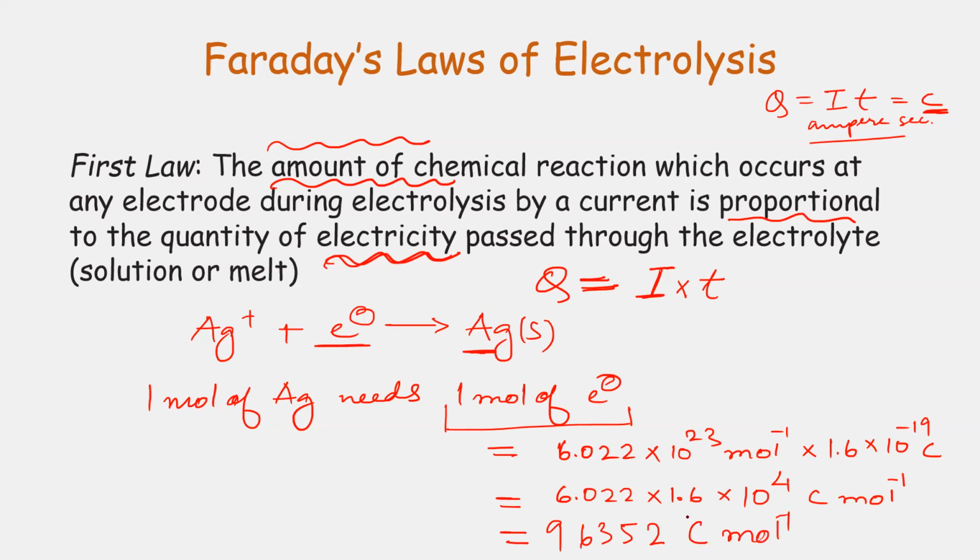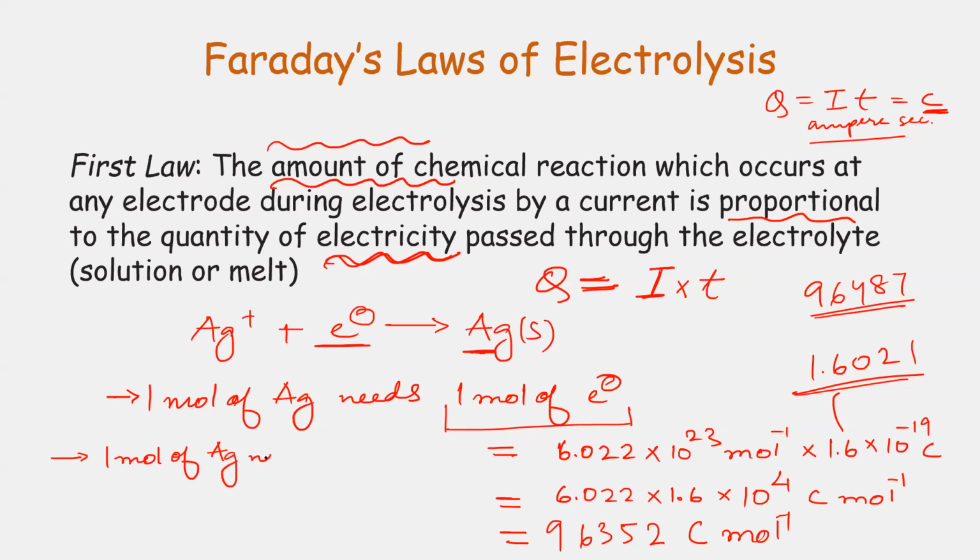This is 1 Faraday. If you would have taken the exact charge, 1.6021, we would have got the answer 96487 coulomb per mole. This is 1 Faraday of charge. That means I can again write the statement as 1 mole of Ag needs 1 Faraday of charge.